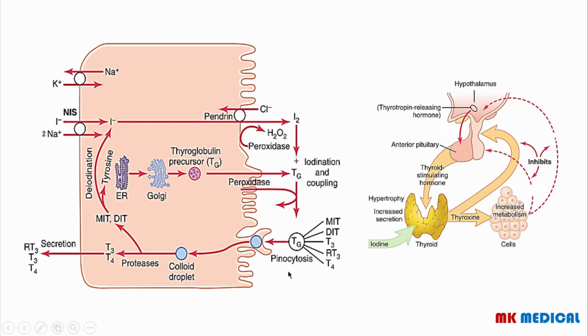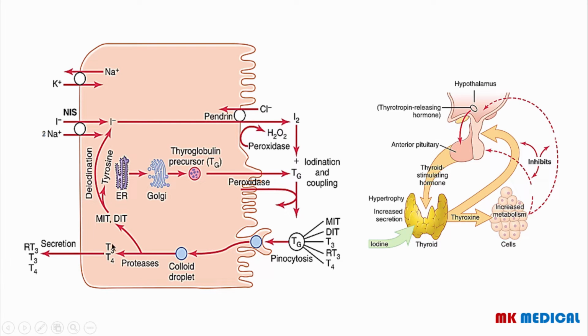Then you have pinocytosis. That's going to pinch off a portion of the thyroglobulin molecule, forming this endocytic vesicle that eventually fuses with the lysosomes, and then they're going to secrete their protease enzymes and cleave off T3 and T4. Then T3 and T4 are released into the blood.